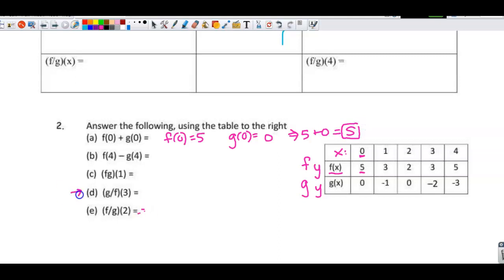I'm going to do a division one. G divided by F. You guys are going to do the rest, but G divided by F of 3. So I want G of 3 first. Here's the X value of 3. G of 3 is negative 2. F of 3 is going to be equal to 3. So now this is saying take G and divide by F. So for this one, I'm going to have a negative 2 divided by a 3, and that's going to be my answer, negative 2/3.